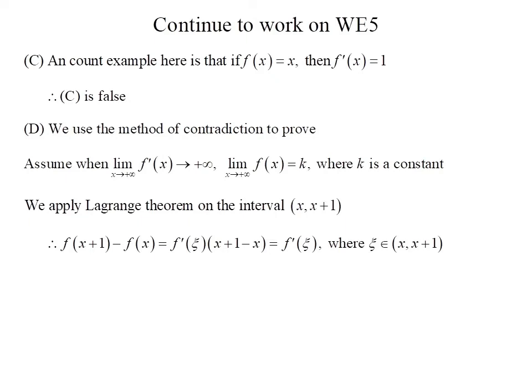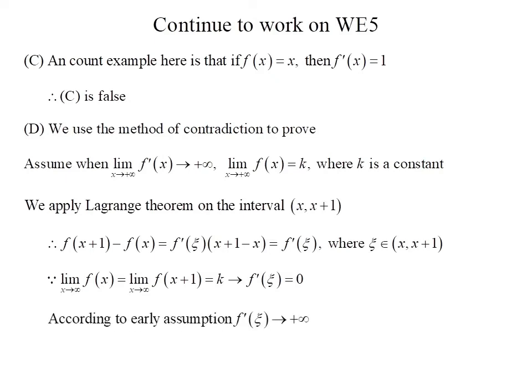Accordingly, f of x plus 1 minus f of x equals f prime of c, where c is between x and x plus 1. Since the limit of f of x plus 1 equals the limit of f of x equals the constant k as x approaches infinite, f prime of c equals f of x plus 1 minus f of x, which equals k minus k, which is 0. Back to our assumption that f prime of c should approach infinite, the result is contradictory to our early assumption. Therefore, the statement D is true.